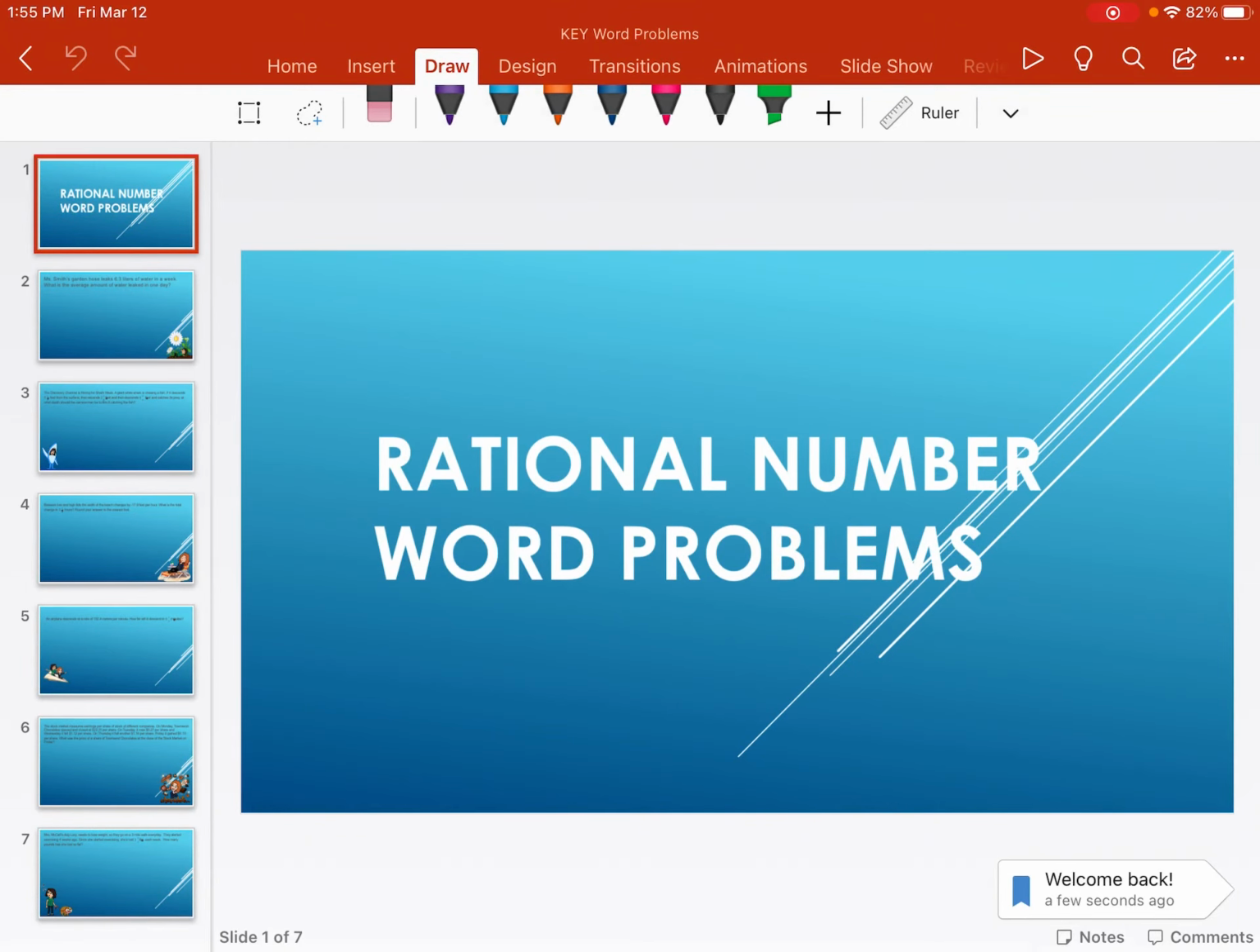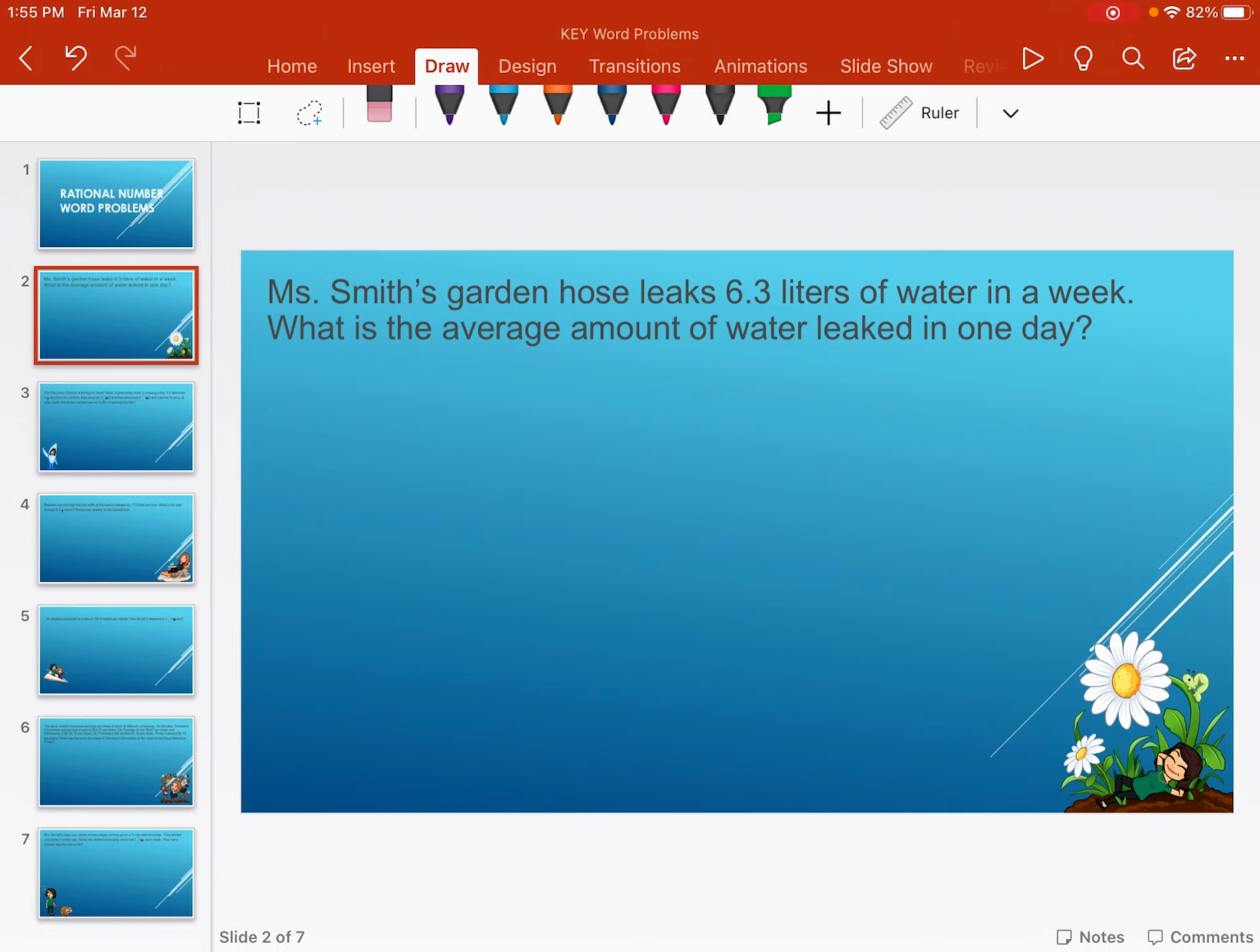Hello, we are going to do rational number word problems. So, Miss Smith's garden hose leaks 6.3 liters of water in a week. What is the average amount of water leaked in one day?